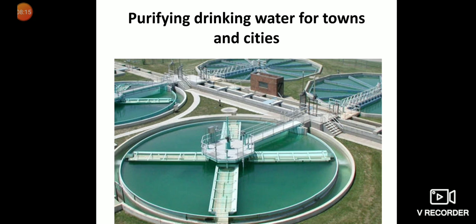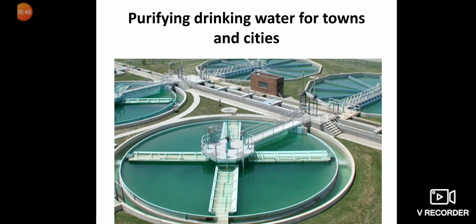Next, purifying drinking water for towns and cities. When there is a need of purifying a bulk amount of water which is supplied to the houses of towns and cities, many processes are followed. You can see this is one of the water treatment plants. Here water from lakes, ponds and rivers is collected and purified in a big water treatment plant.